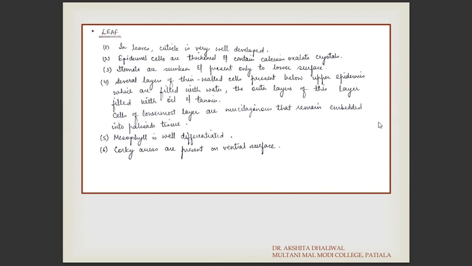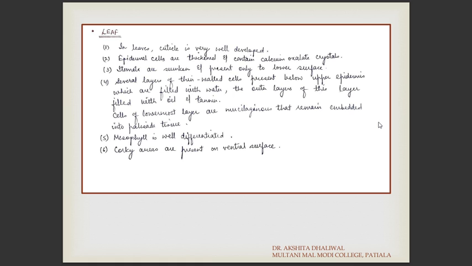Then last is the leaf. In the leaves of Rhizophora, the cuticle is very thick and well developed. Epidermal cells are thickened and contain calcium oxalate crystals. Stomata are sunken and present only on the lower surface.